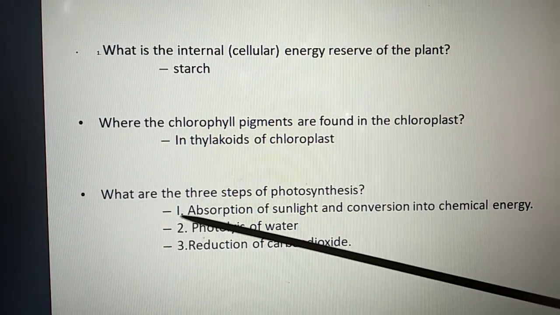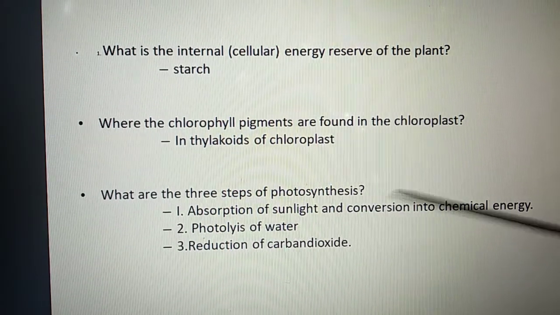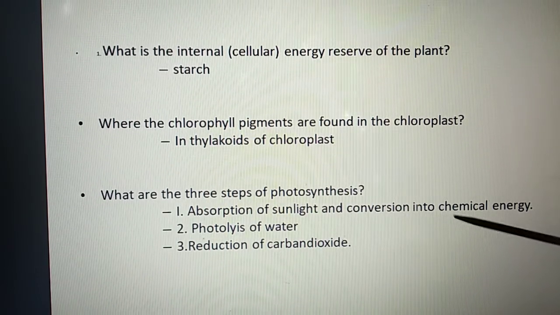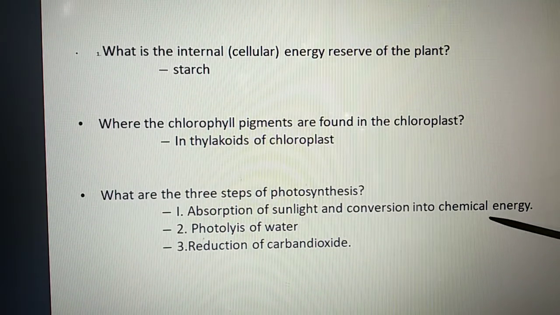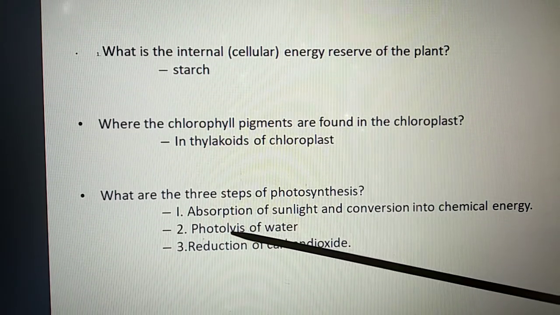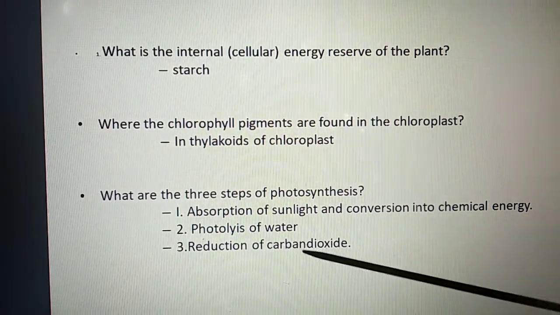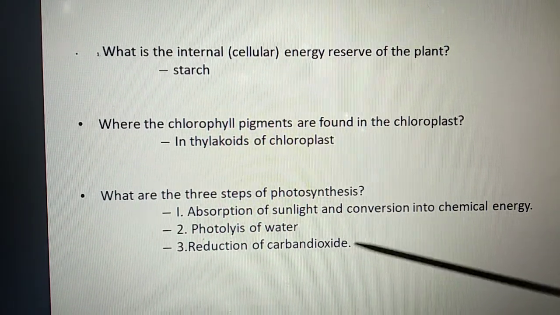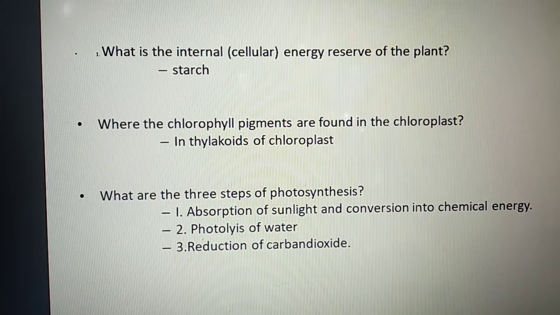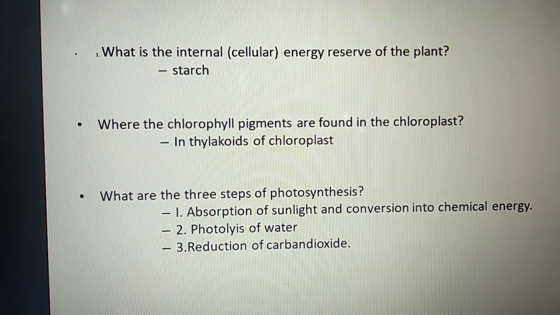The next question is, what are the three steps of photosynthesis? Then the three steps of photosynthesis are: number one, absorption of the sunlight and conversion of it into chemical energy. It means conversion of solar energy into chemical energy. Then second is the photolysis of water. And third is reduction of carbon dioxide. It means reduction of carbon dioxide means carbon dioxide plus hydrogen. Then it forms glucose.